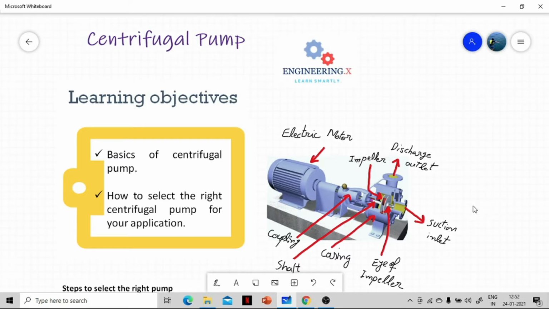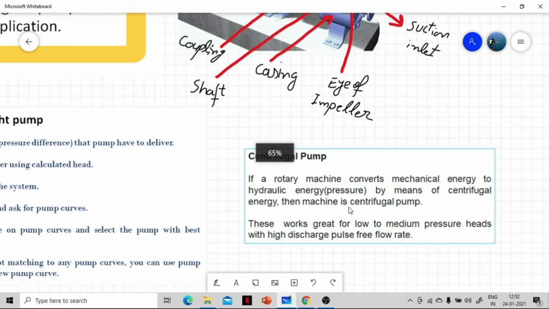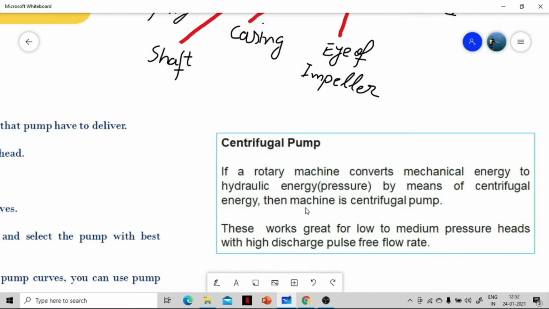So if we talk about what a centrifugal pump actually is, it is defined as a rotary machine that converts mechanical energy to hydraulic energy or pressure by means of centrifugal force, and these pumps really work great for low to medium pressure heads with higher discharge flow rates, and the flow through these pumps is pulse free, and they deliver smooth flow rates.